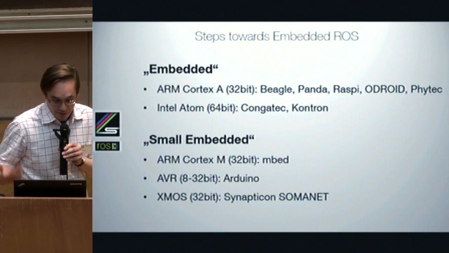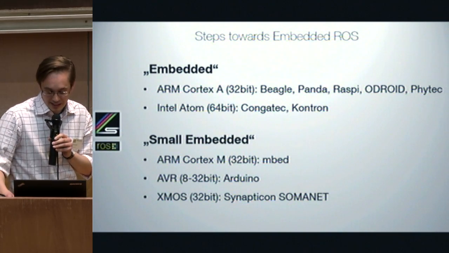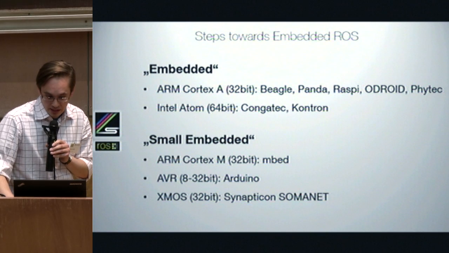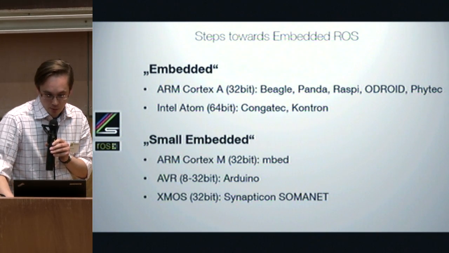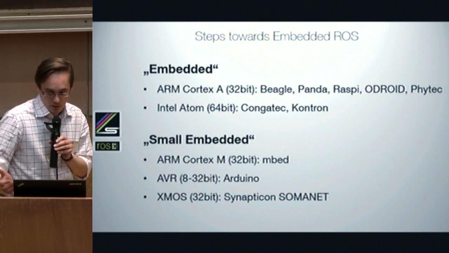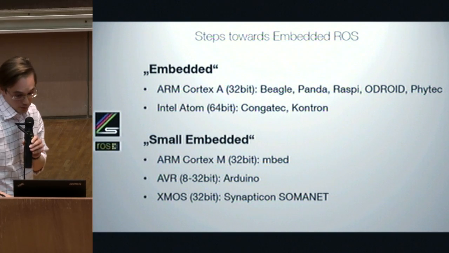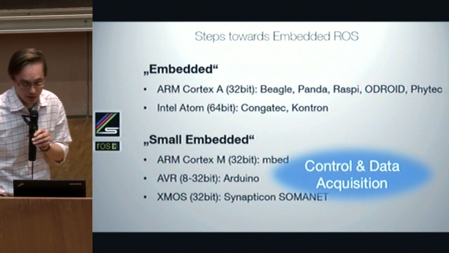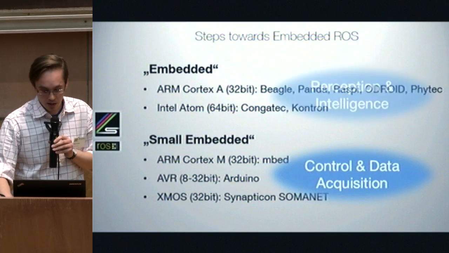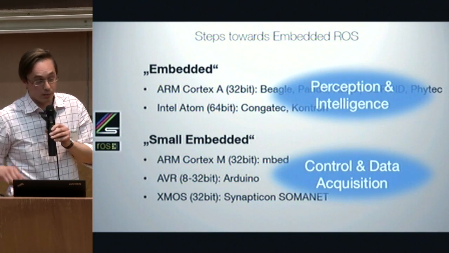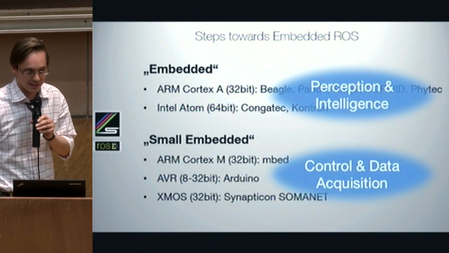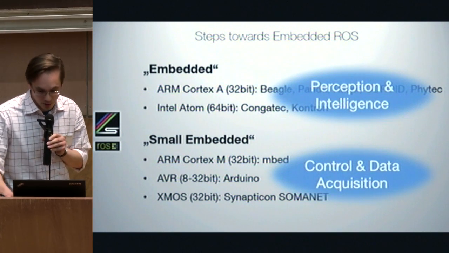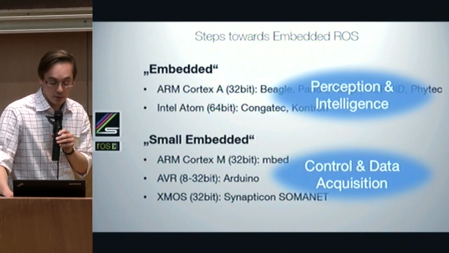And the challenge for the small embedded device is, of course, to get this new type of client library that enables you to run the same middleware on those devices. And both are also application domains, where we use the small embedded devices mostly for control and data acquisition applications, while the big embedded class, and a big x86 could also be an embedded, but let's say the Cortex-A class for things like perception and intelligence.